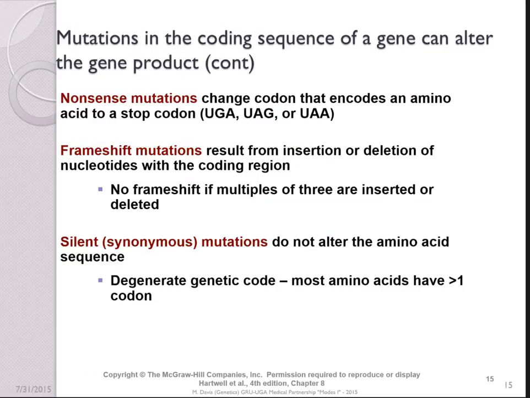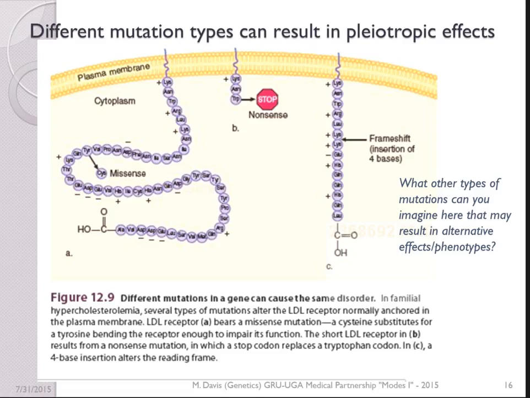Mutations in the coding sequence of a gene can alter the gene product, such as a nonsense mutation, which changes a codon that usually brings an amino acid into the protein into a stop codon. This usually truncates the protein. Frameshift mutations basically change the sequence and the actual content of amino acids. More frequently, we see silent or synonymous mutations, where there's a change in the DNA sequence, however, the amino acid sequence has not changed. This schematic basically gives you an example of what a missense mutation is, a nonsense mutation, and a frameshift mutation.